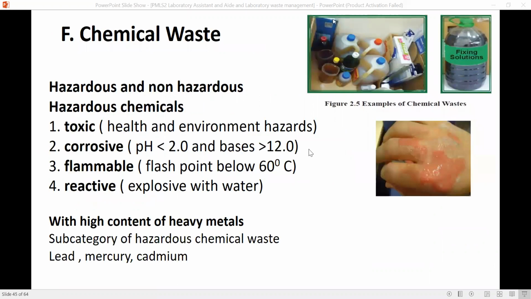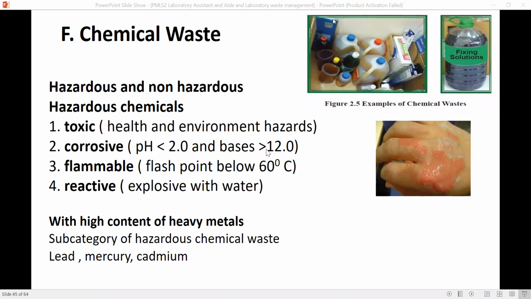So next will be the chemical waste. Ayan. So syempre pag chemicals, meron tayong chemicals na hazardous and non-hazardous. Okay. So yung mga non-hazardous natin, pwede yung itinatapon na lang sa sink na. Okay. Now mga examples of hazardous ay itong mga to. Okay. Yung toxic. Okay. Can be a health and environment hazard. Okay. Corrosive. Okay. So pag yan ay strong acid or strong bases. Okay, pag ang pH niya is less than 2, masyadong baba, no?